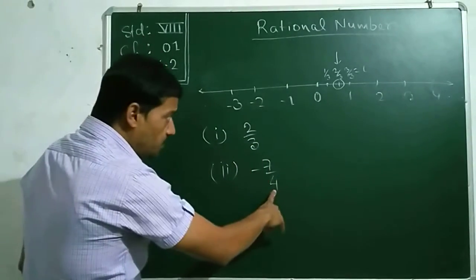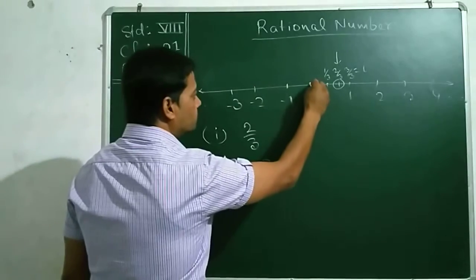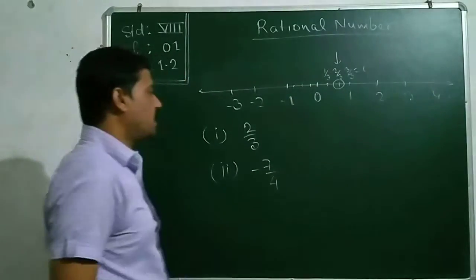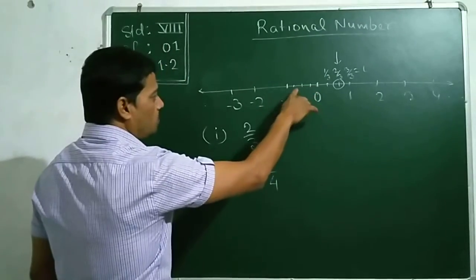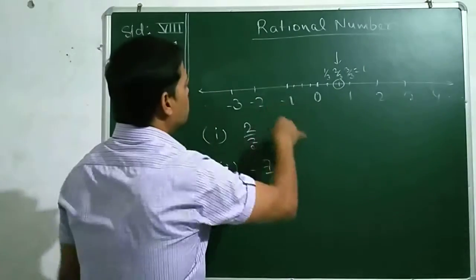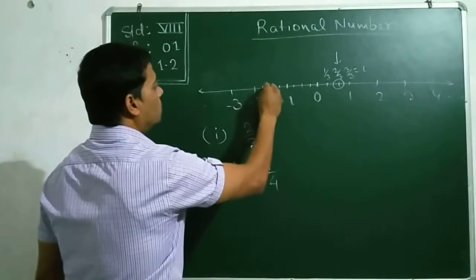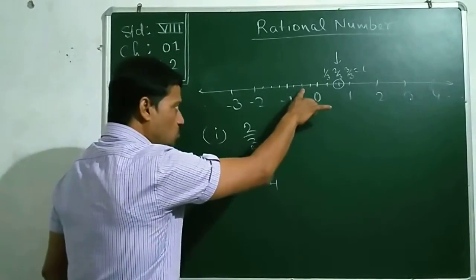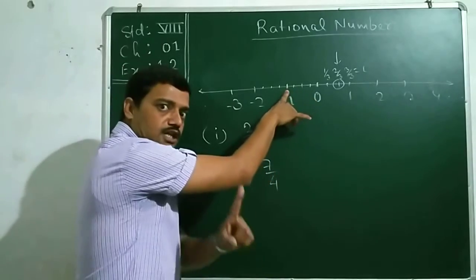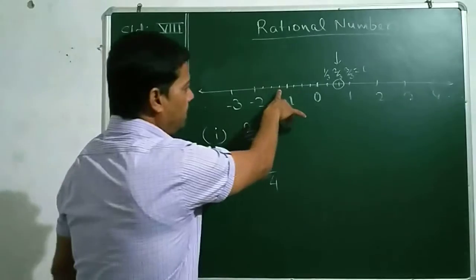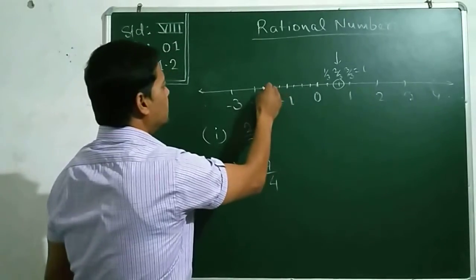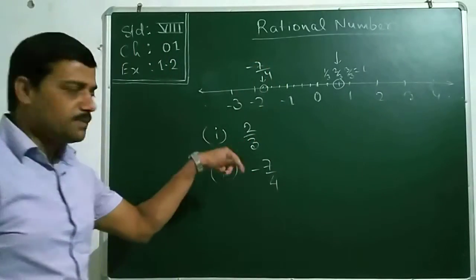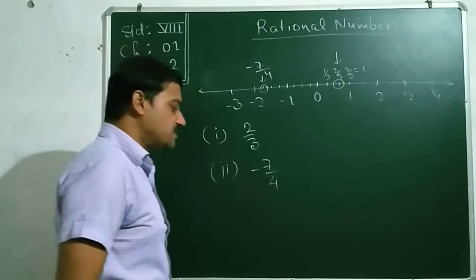How? As the denominator is 4, we will start dividing it by 4. 1, 2, 3, 4. Consider 4 equal parts I have divided it. 1 by 4, 2 by 4, 3 by 4. We need to draw more. Now find out. This was minus 1 by 4, minus 2 by 4, minus 3 by 4, minus 4 by 4, minus 4 by 4 is minus 1. Minus 5 by 4, minus 6 by 4, yes, this point you got. This point is minus 7 by 4. In this way you can represent the various rational numbers on the number line.